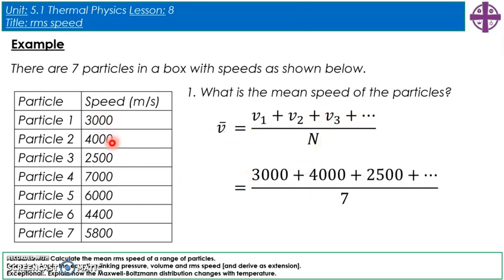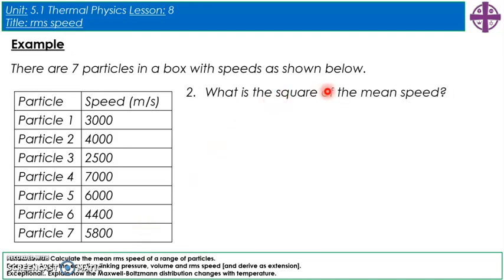So I'm going to do 3,000 plus 4,000 plus 2,500, etc., and divide it by 7 because there's 7 particles, and I would get 4,671. Next question is, what is the square of the mean speed? Well, I will now want to work out the square of the mean. So all I'm doing is I'm just squaring the mean.